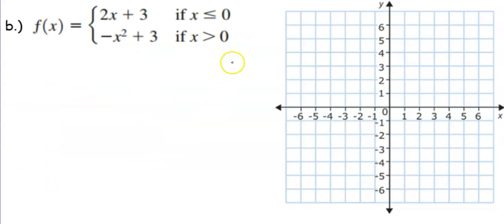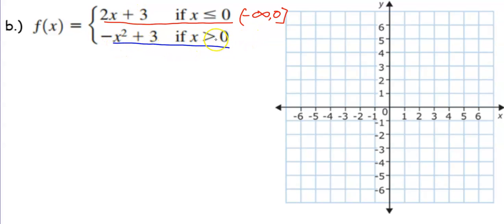Let's try this one again. So what I like to do is I like to look at my restrictions first. What are my pieces? So for this first one, it says x needs to be less than or equal to 0. So less than is going to start at negative infinity and it ends at 0. I can never be negative infinity. Then I ask, is this allowed to equal 0? And it is. There's my domain for that one.